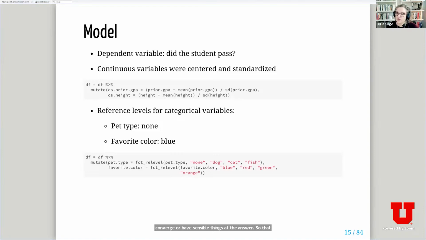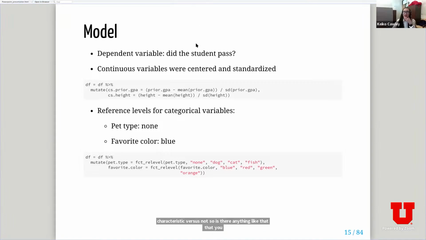There's a question here that asked, is there a way to do the banana graph for a continuous predictor, because the one you showed was a person who had a characteristic versus not. Is there anything like that that you have tried to do or have done? I personally haven't. I talked to Abby about this. I'm not quite sure, but maybe Abby, you do.